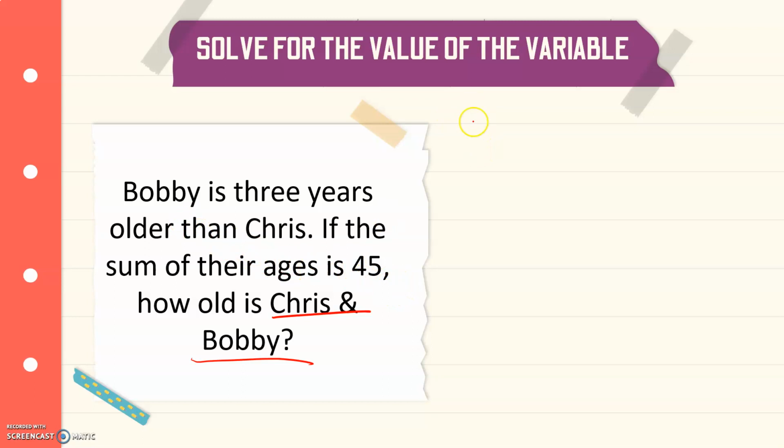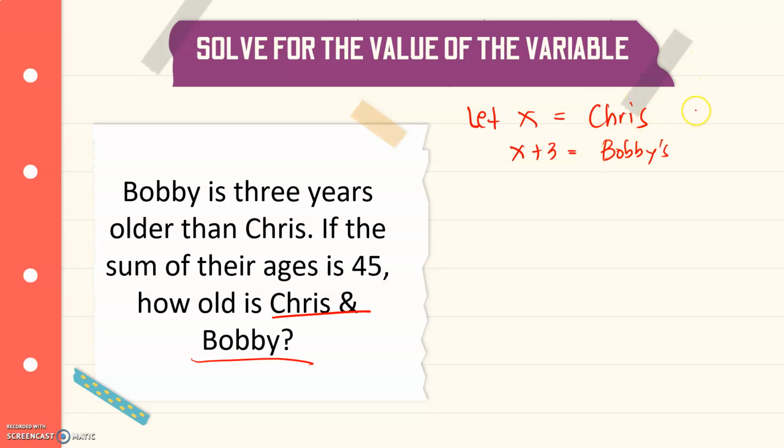Therefore, we have to represent, again, the unknown value using a variable. So let's say first that x is the age of Chris. Then it is stated that Bobby is 3 years older than Chris. So if Chris is x years old, then adding 3 to it will give us Bobby's age. You can also have it the other way around.